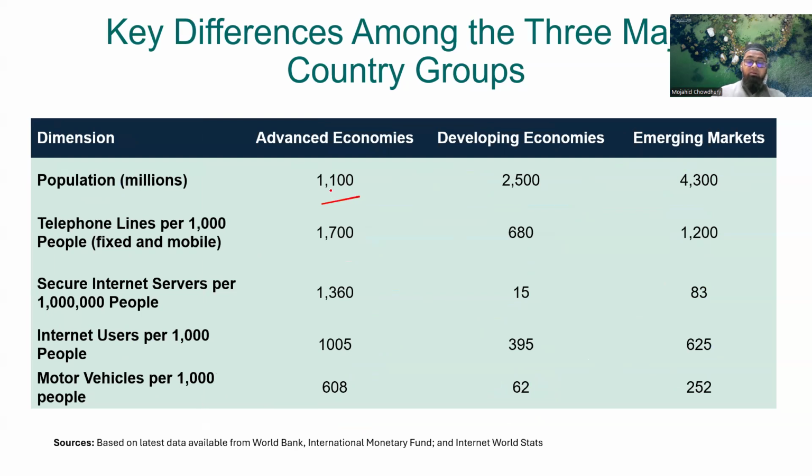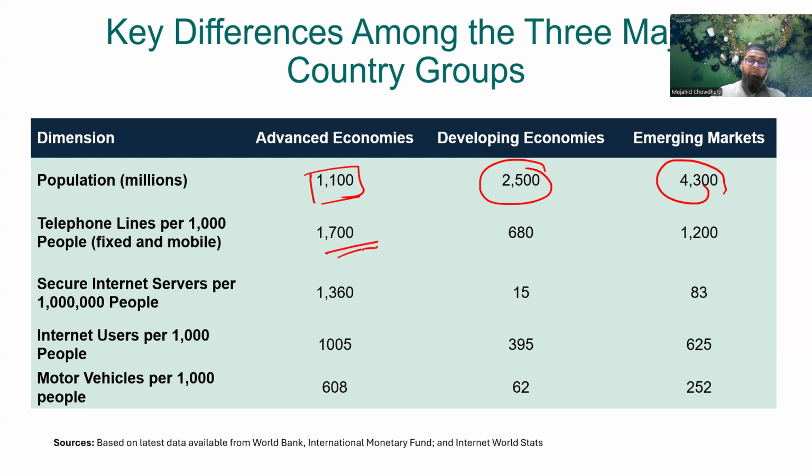But if you see the developing economies, they have 2500 million. On the other hand, emerging economies have 4300 million. Telephone lines per 1000 people is a little bit higher.